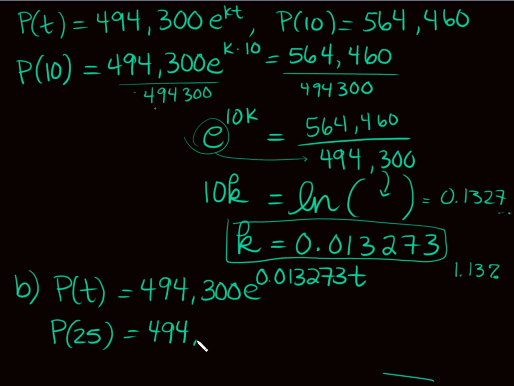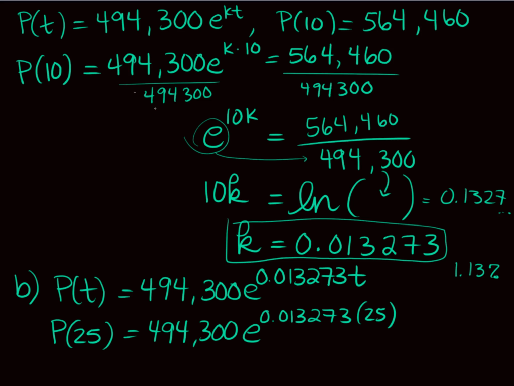Remember, what does this function do? My students said all the time: what do you put into the function and what is it going to spit out? I'm putting in years and this function spits out population. So when you put this into your calculator, please be very careful. If your calculator doesn't automatically give you parentheses when you use that E button, you need to make sure that you put parentheses around it. So I'm going to raise e to the power and then multiply by the 494,300.